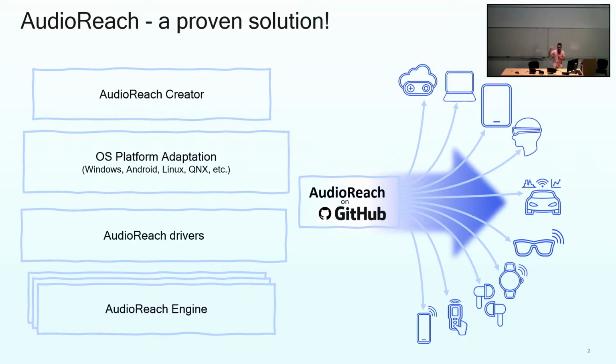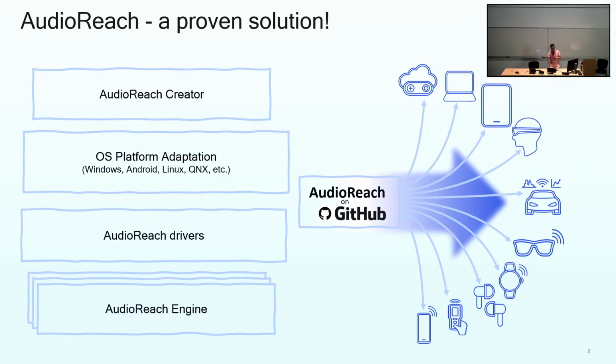And then in order for us to operate in different device sectors, which have their own ecosystems built up, we need to adapt the Audio Reach solution to different platforms. So we developed the OS platform adaptations to work with Windows, Android, Linux, even QNX, and there are other proprietary OSes as well. These three components mainly run on the embedded system. Then we also have Audio Reach Creator. That is the main tool that enables all the workflow for all the developers.